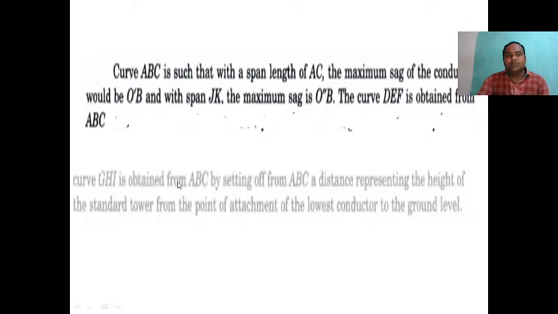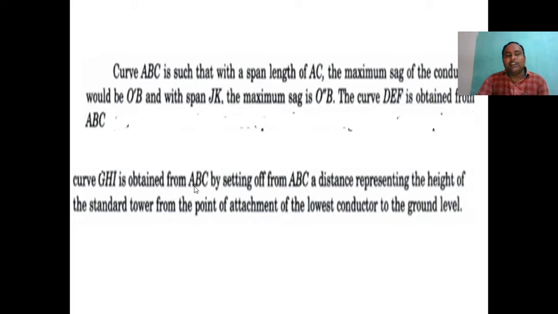Curve ABC is such that with span length AC, the maximum sag of the conductor would be O dash B, and with span JK, the maximum sag is O double dash B. The curve DEF is obtained from ABC. Curve GHI is obtained from ABC by setting off from ABC a distance representing the height of the standard tower from the point of attachment of the lowest conductor to the ground level. Both GHI and DEF come from ABC.